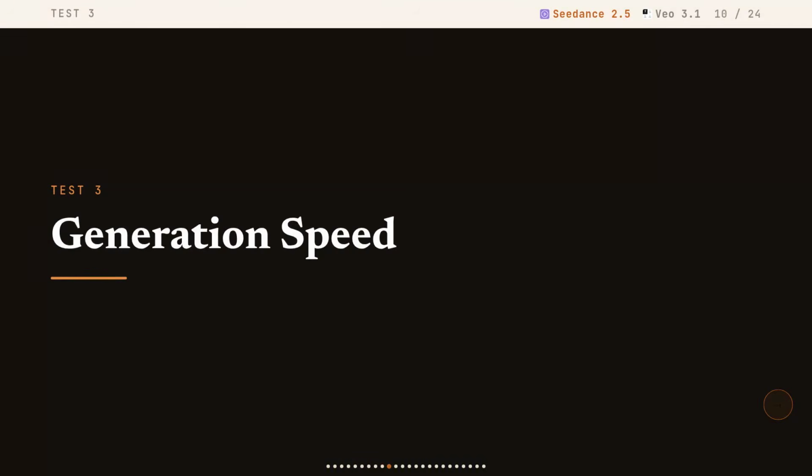Test 3. Generation speed. You're on a deadline, a client wants 20 clips reviewed by end of day, and your video model is sitting at 3 to 4 minutes per 8-second render, which is an hour of wall time just waiting. If one model has a fast mode that genuinely cuts that in half, it changes the whole production math for same-day turnarounds.